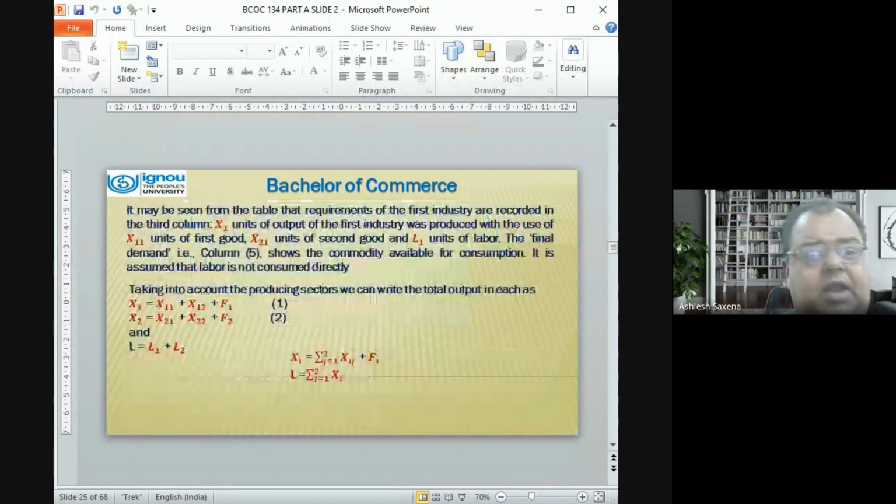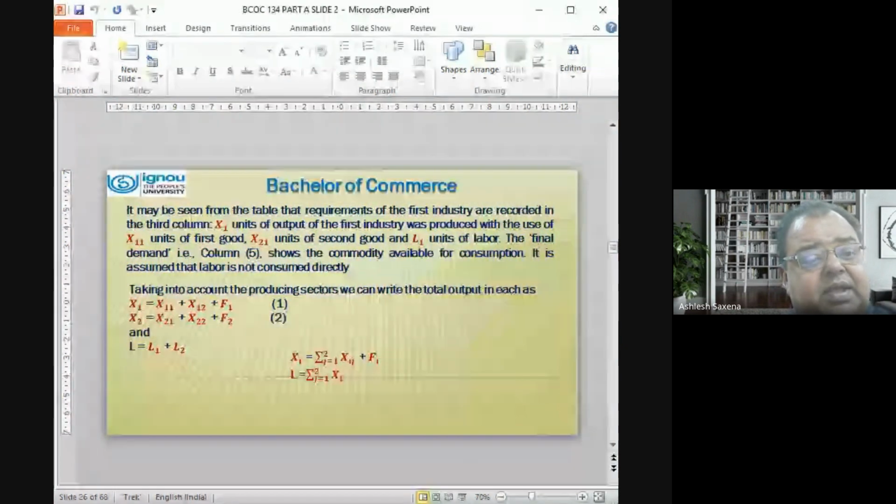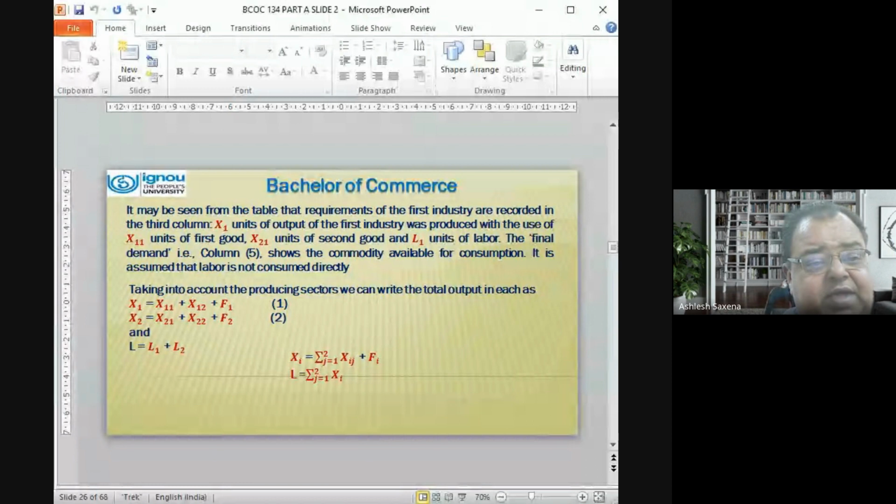Now, it may be seen from the above table that the requirements of the first industry are recorded in the third column. X1 units of output of the industry were produced with the use of X11 units of first goods, X21 units of second goods, and L1 units of labor. That means your final demand, that is column 5, shows the commodity available for consumption. It is used that labor is not consumed directly.